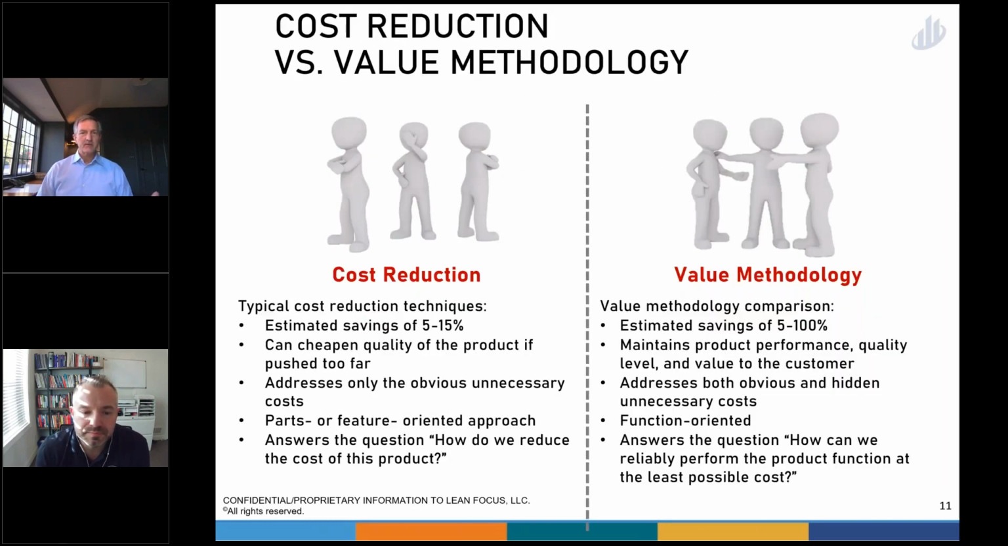So if you think about cost reduction versus the value methodology, with cost reduction, typically you're looking at 5 to 15% savings. You can get up to 100% savings by eliminating functionality that's not needed using the value methodology. The idea is that you really focus on defining the function of every component in a product or service, and working through that to say what is this doing? How do we do it? What's the best way to provide this at the lowest cost?